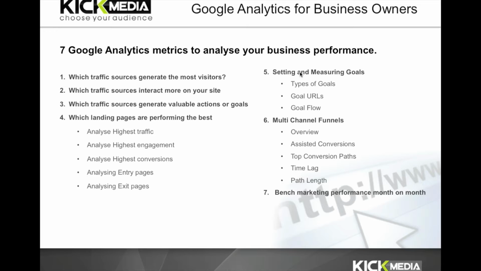So the different types of goals, again, as mentioned, we can track anything and classify it as a goal. What are the URLs on the website that represent that goal if it's tracked via a URL? And then look at the goal flow. So how people actually interact with different pages that result in a goal or a valuable action occurring on the site. Then we get into multi-channel funnels.